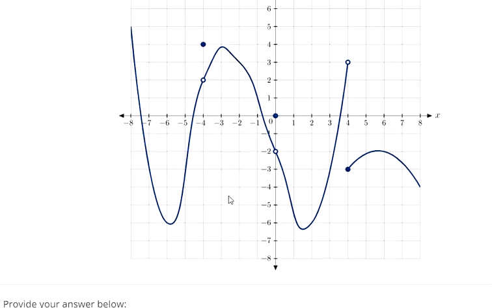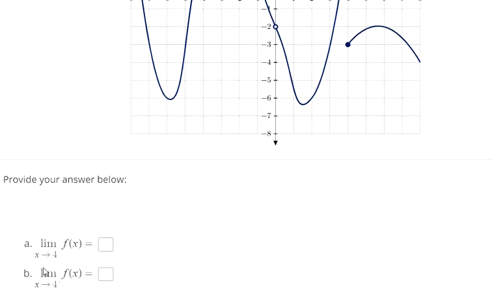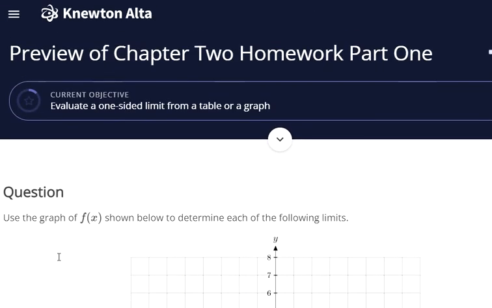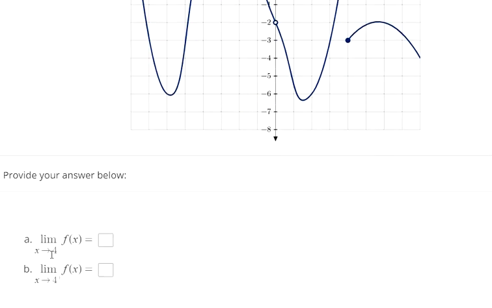This is the same thing. Okay, they give you a graph too. As x approaches 4 from the left. Yeah, okay, so this is different. X approaches 4 from the left.